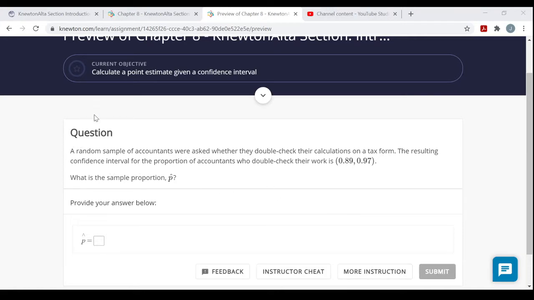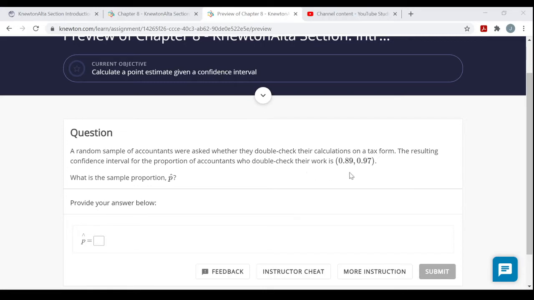So this question: a random sample of accountants were asked whether they double-check their calculations on a tax form. The resulting confidence interval for the proportion of accountants who double-check their work is 0.89 as the lower bound, 0.97 as the upper bound. So what was the sample proportion p hat for this sample? What proportion of the sample said they double-checked their work?